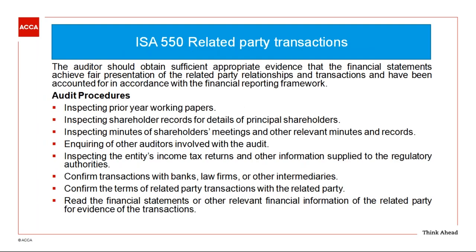Then there is ISA 550 related party transactions. You know related party transactions are tricky ones. There are some special relationships under which there is no arm's length transaction.